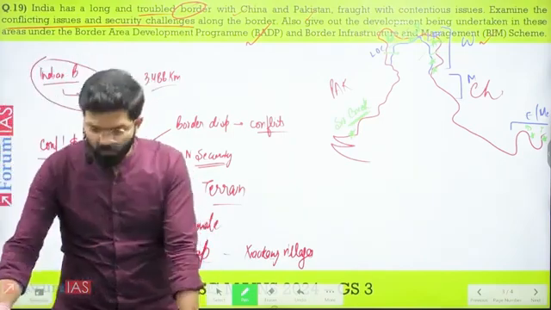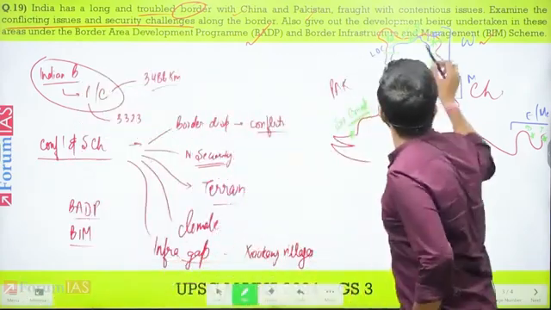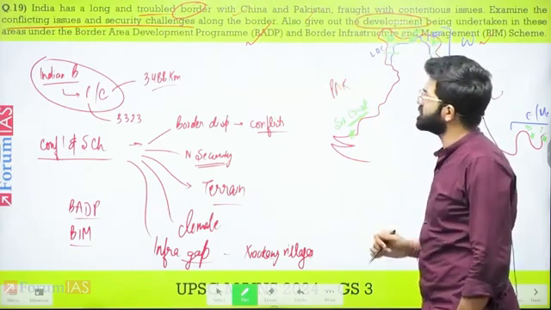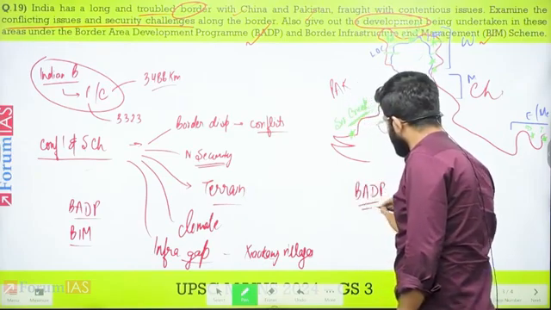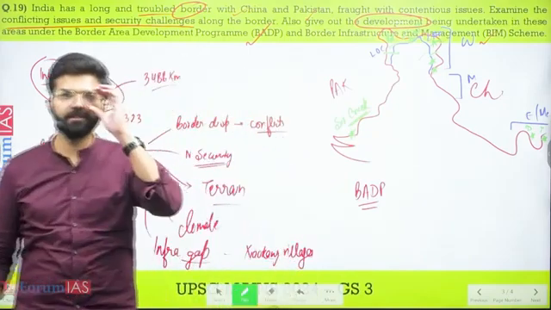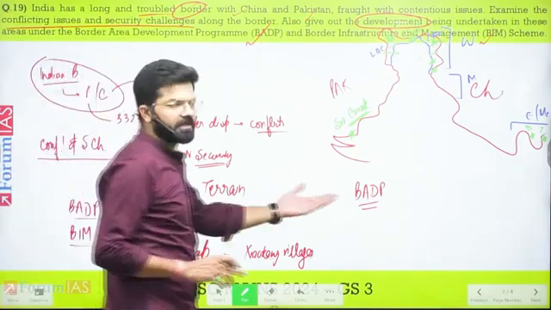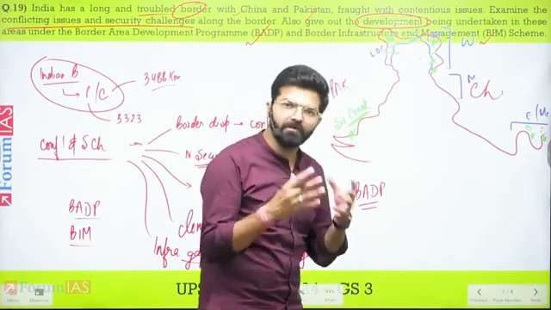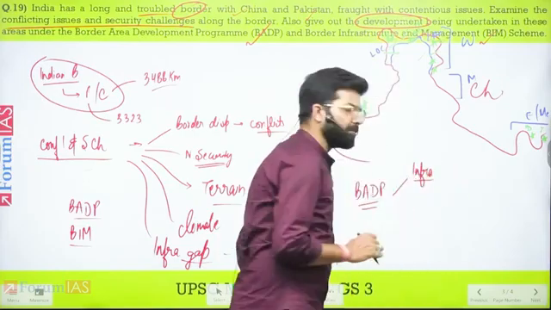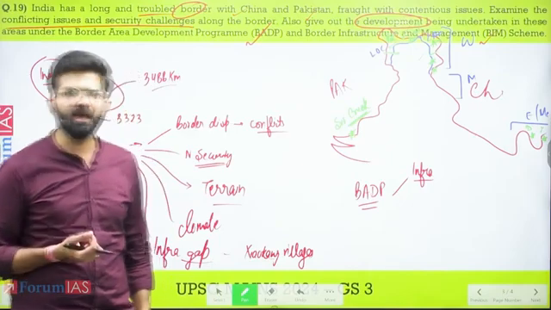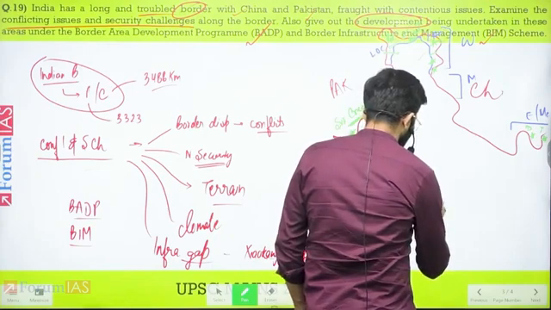Yes. Now, to counter this, we have gone for developmental initiatives, and one of those is BADP. What is BADP? Border Area Development Program, that was initiated during the 7th five-year plans, near about in 1986, 1987. What was the objective? As the name itself says, that there will be proliferation of development near the areas. What do we mean by development? Development of infrastructure, development of roads, development of water canals. Yes. Development of education.